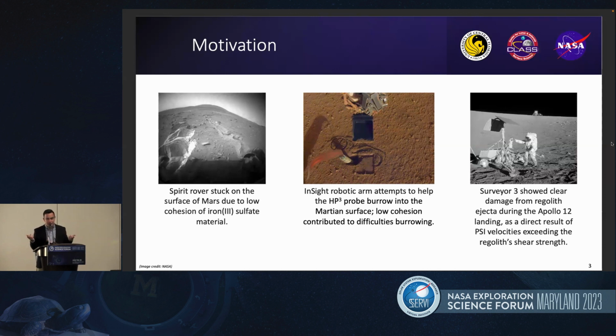The InSight robotic arm, of course, the heat probe on there, there were some issues with that actually digging into the surface of Mars, and that was due to low cohesion. And then Apollo 12, the lunar module, which you see on the top ridge there, actually landed next to Surveyor 3. And in the process, kicked up a bunch of dust because the exhaust velocity exceeded the shear strength of the material and sandblasted the Surveyor instrument. And some of that was brought back to Earth and examined.